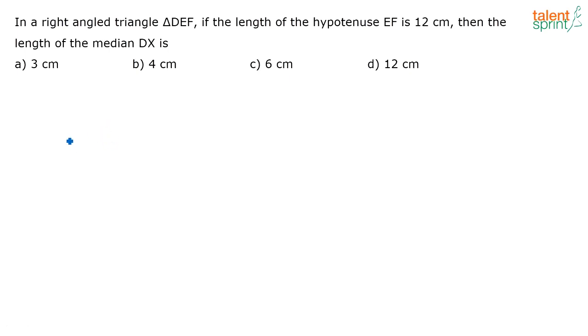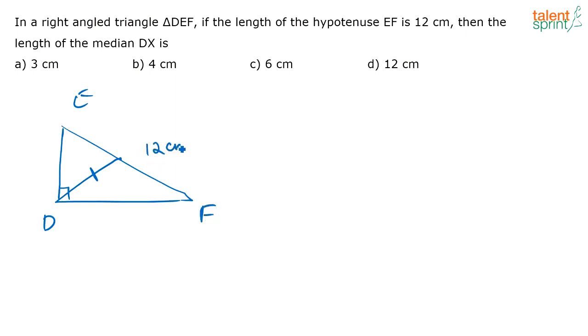So what you need to know here is that if you have a right angle triangle, the line joining the vertex of the right angle to the midpoint of the hypotenuse is always half the length of the hypotenuse. So remember that. If you know this, solving the question becomes very easy. Here in the question it's already given that EF is 12 centimeters. So if this is D, this is E and this is F, then this length is going to be half of 12 centimeter, that is 6 centimeter. This is DX.